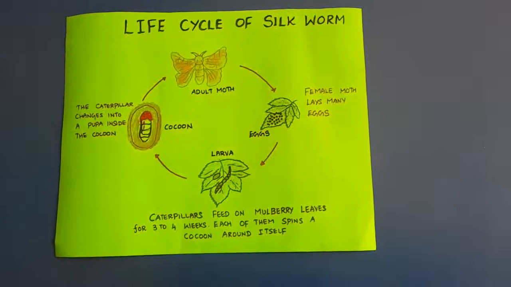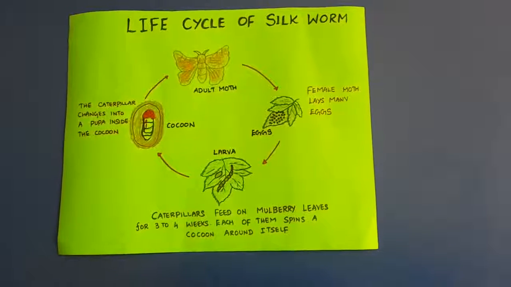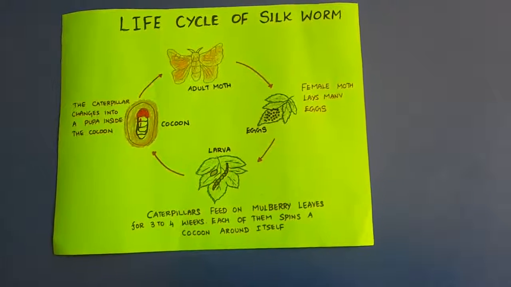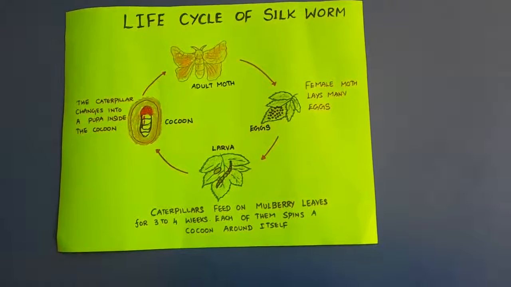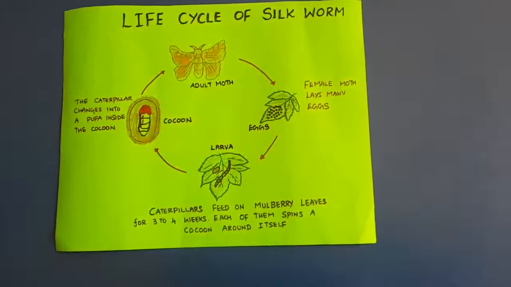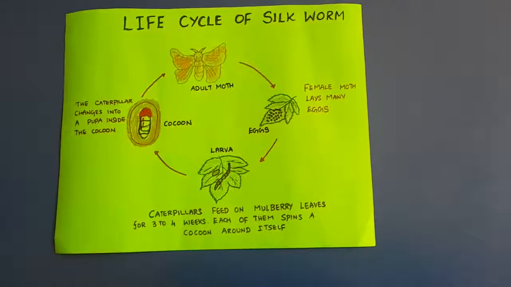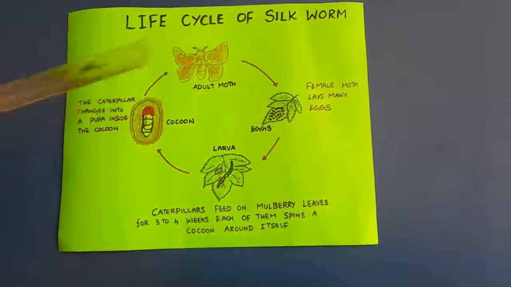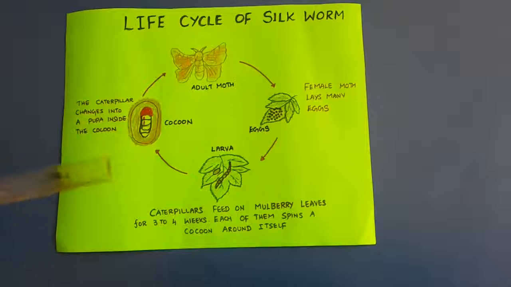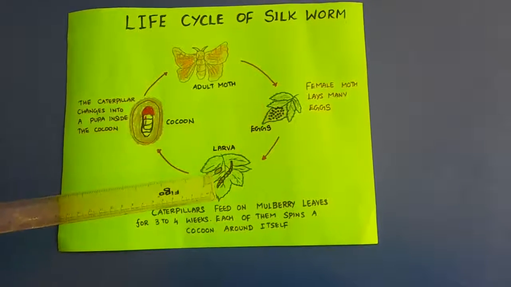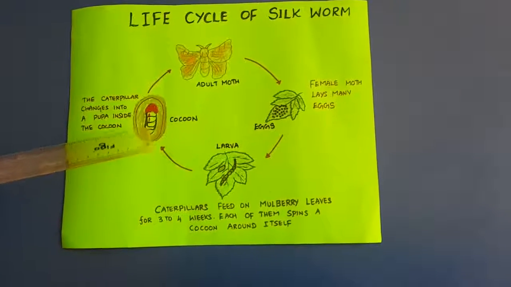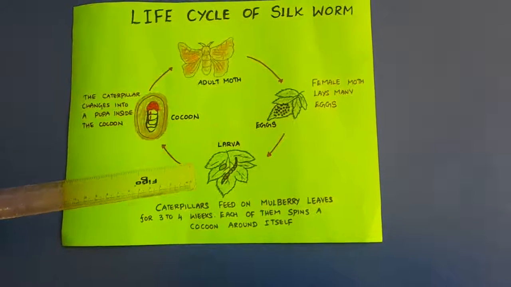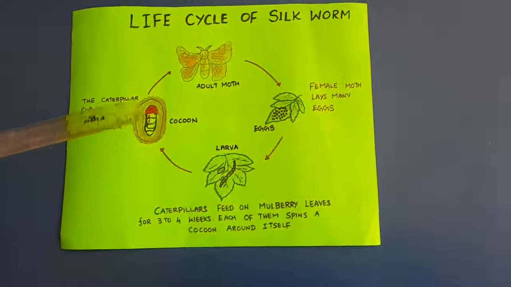Now we are going to see the life cycle of silkworm. You all know silk is called the queen of textiles, and silk is obtained from silkworm. The rearing and management of silkworm for obtaining silk is called sericulture. So there are actually 4 stages: laying of eggs, caterpillar or larvae, cocoon and the adult silk moth. These are the eggs, caterpillar, the larvae, the pupa and the moth.